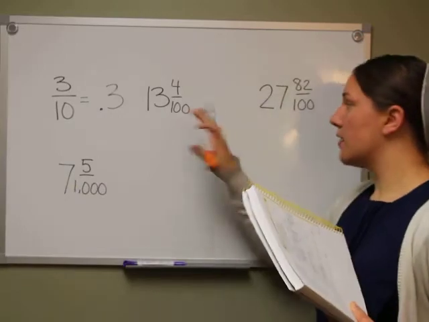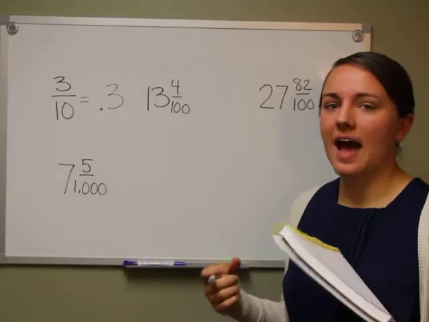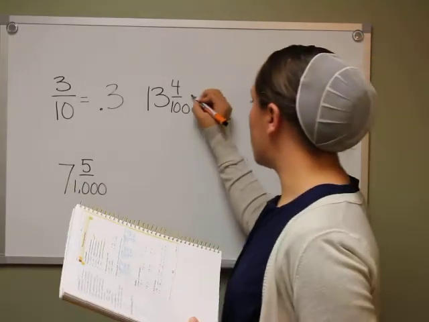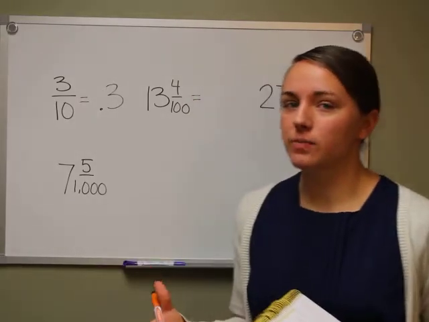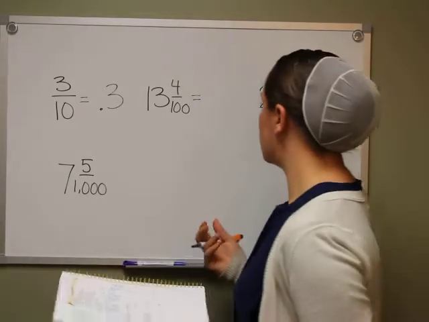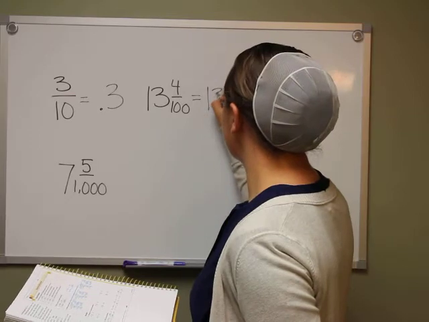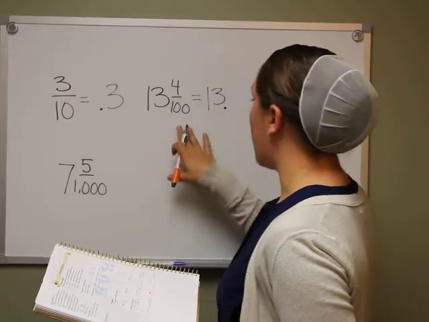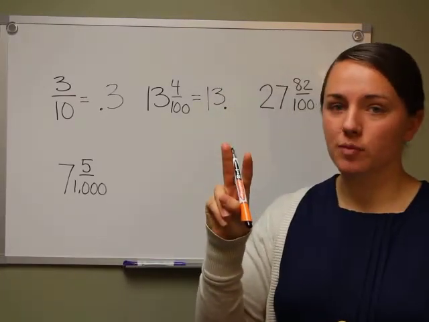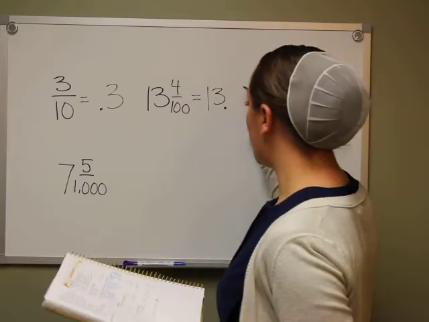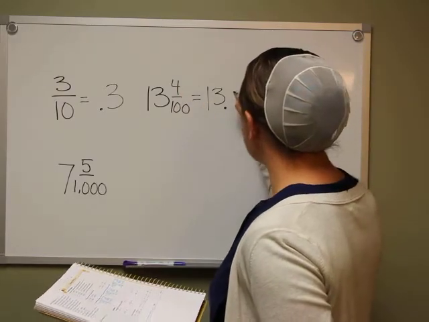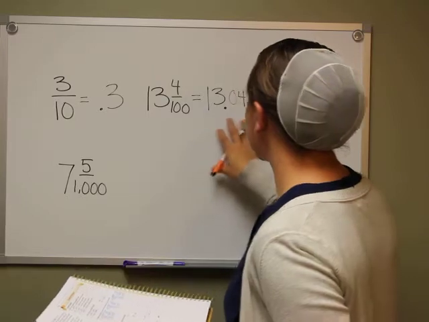Alright? 13 and 4/100th. Write that as a decimal. Remember, "and" is where our decimal point should be. So we're going to write 13 point. Now 100th means there should be 2 decimal places, but we just have a 4, so we have to go 0, 4. 13 and 4/100th.